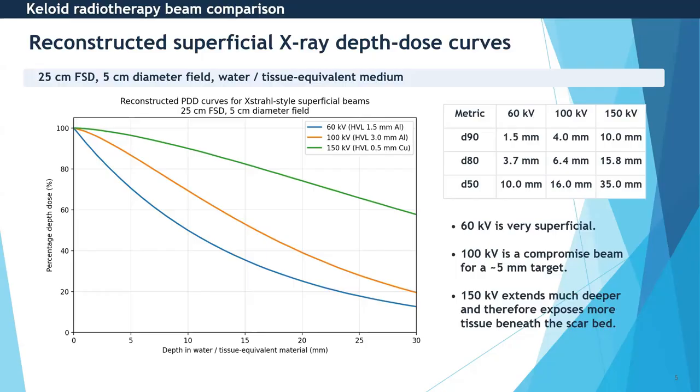And there are others. The D80 is 80% depth and so on. And as you can see, the 60 kV is very superficial. The 100 kV is a compromise beam for a 5 millimeter target. You can see that the depth dose is between 80 and 90% at 5 millimeters depth. And 150 kV extends much deeper, therefore exposes more tissue beneath the scar bed.